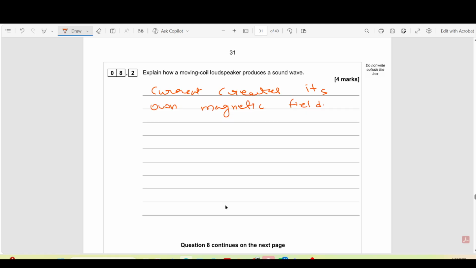When the current is reversed, the force is in the opposite direction. Yeah, that should be included in your main answer: current, magnetic field, and all of these for the moving coil.